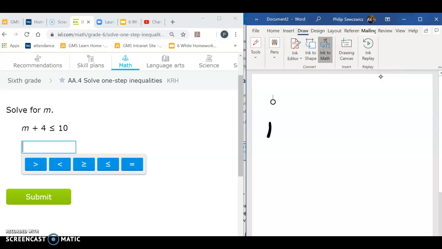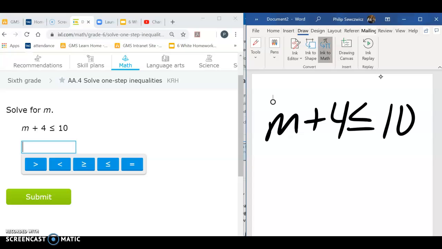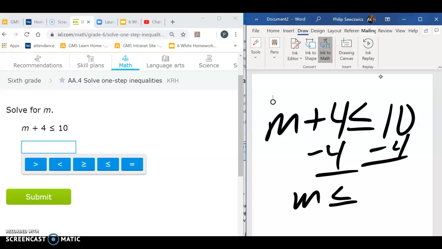Okay, so what we want to notice here is that the numbers are not on the same side. So we're going to use our solving equation skills. So we start on the side with a letter. The opposite of adding a 4 is to subtract a 4. All right, so m is greater than or equal to 6. And that's it. That's all that we need to do.